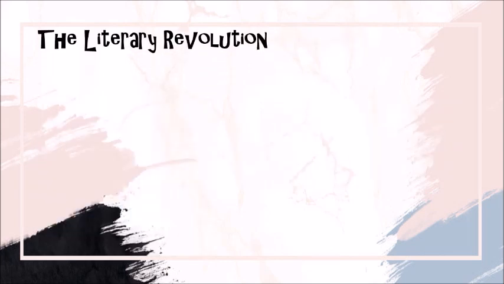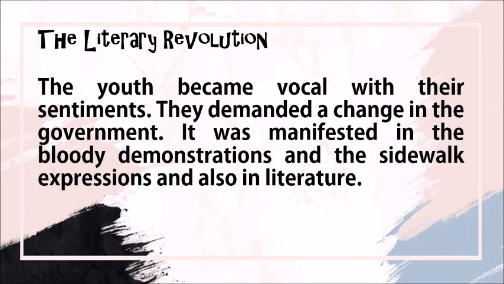The literary revolution. The youth became vocal with their sentiments. They demanded a change in the government. It was manifested in the bloody demonstrations and the sidewalk expression and also in the literature. So youths during this period were being vocal with what they felt, what they wanted to happen in their society. They tend to write things in order to show their feelings to the government because they were seeking a reform.